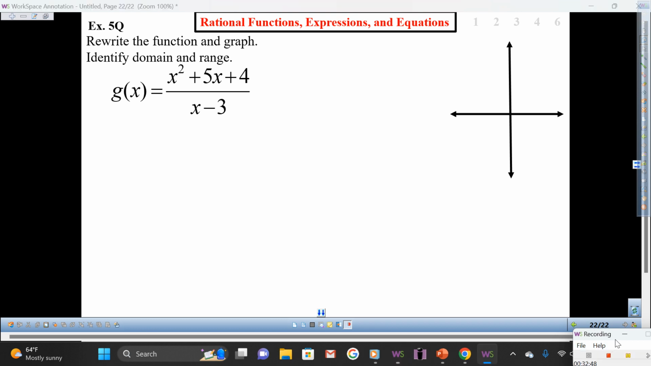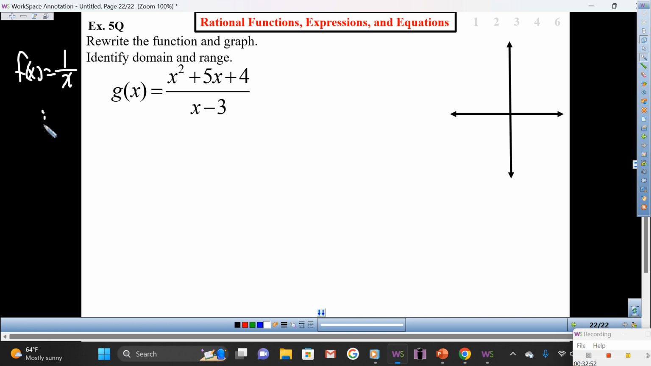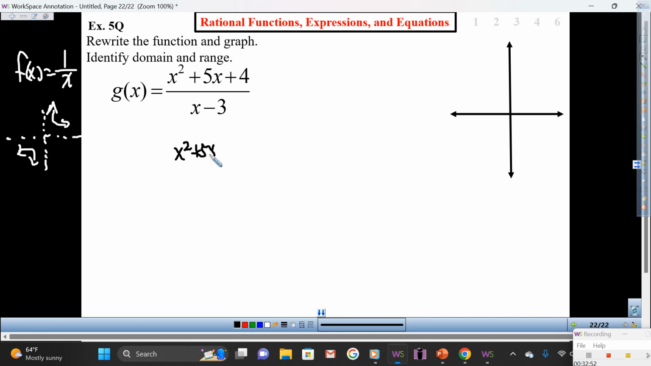All right, so we don't have a 1 on the numerator, but we know a parent function. The parent function is 1 over x, which means our graph should look one part on the top right, the other part on the bottom left. Okay, so then we do long division, x squared plus 5x plus 4 divided by x minus 3.